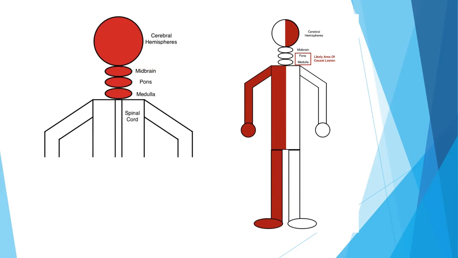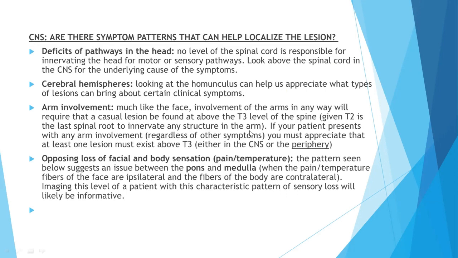Now here you can see that this is the cerebral hemisphere, okay? Midbrain, pons, medulla, spinal cord. So if there is damage to the pons or medulla, then that can cause a defect in the opposite sides. Okay.